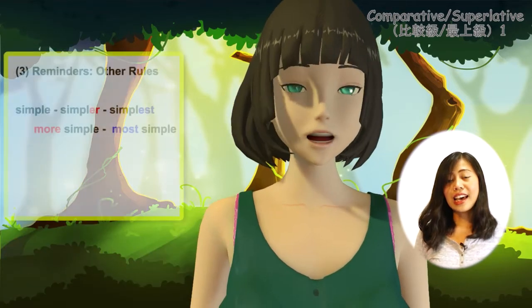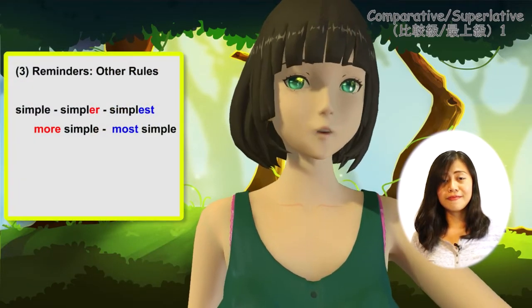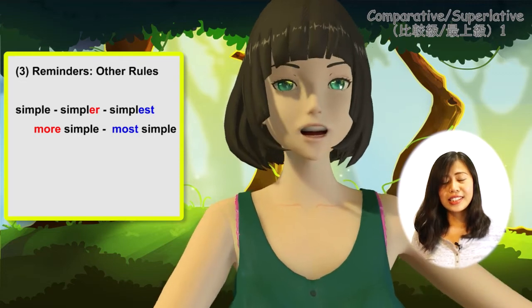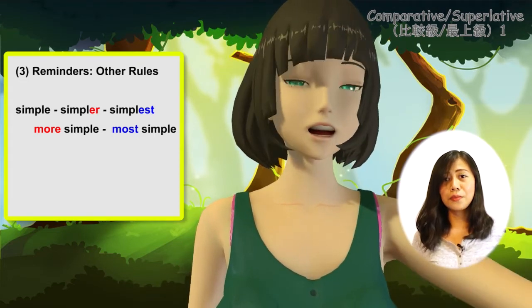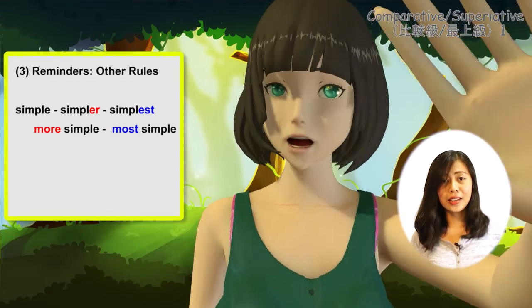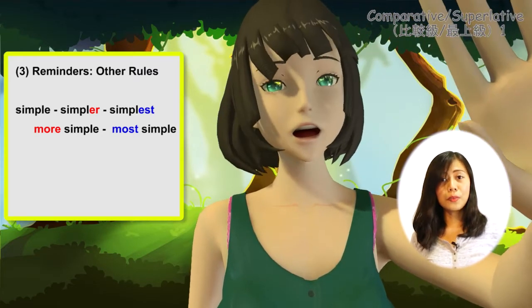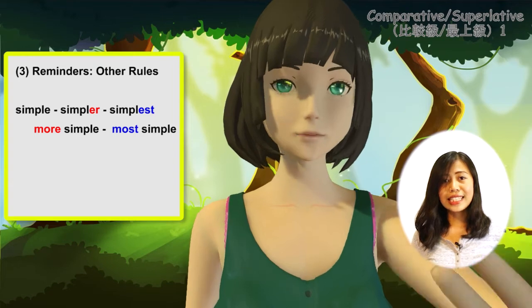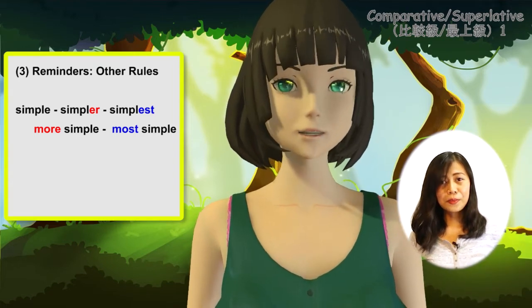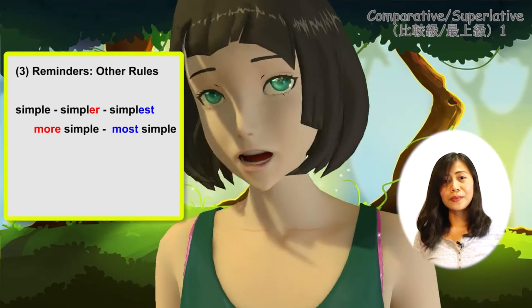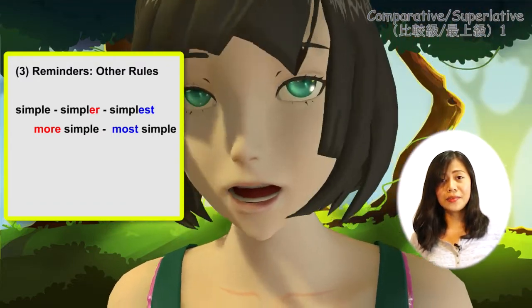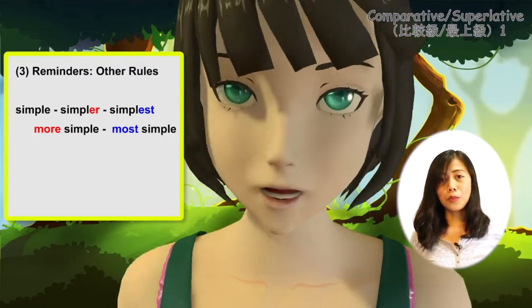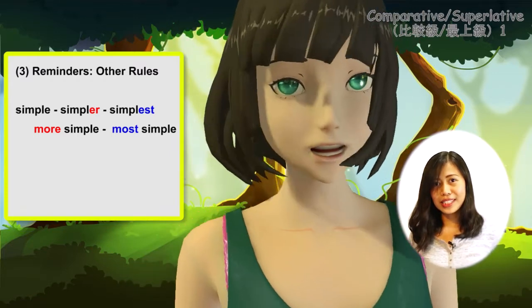Now, let's have some other rules. First, some two-syllable adjectives take both ER or EST and more or most. For example, simple, simpler, simplest. And we can also say simple, more simple, most simple.